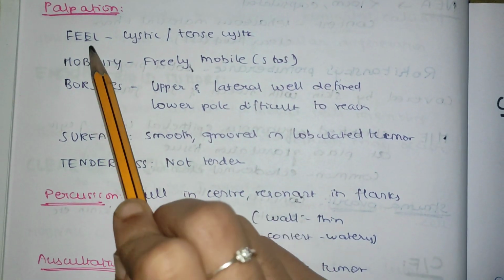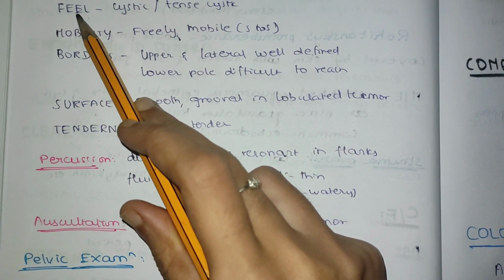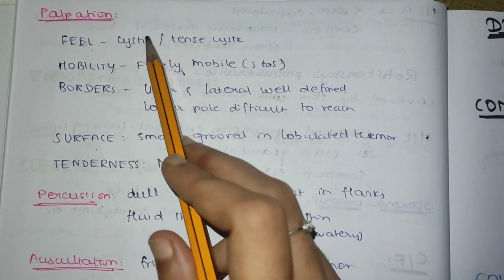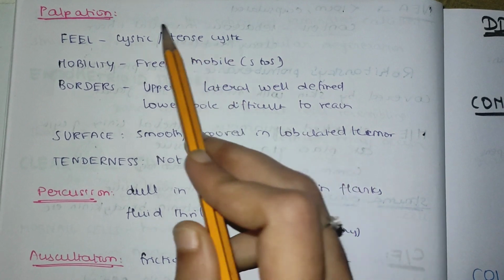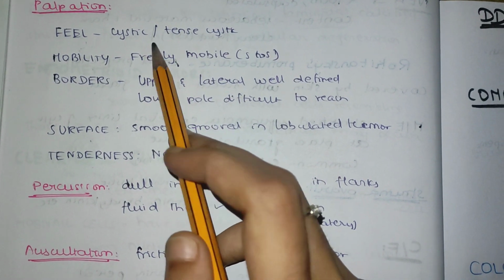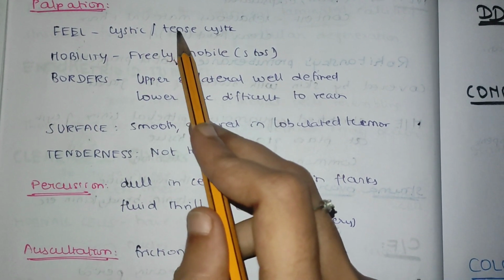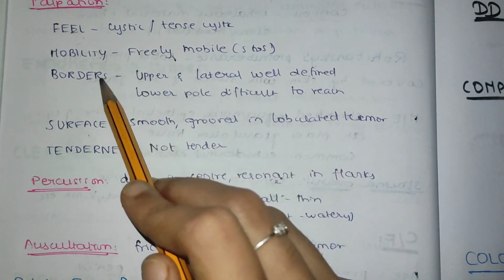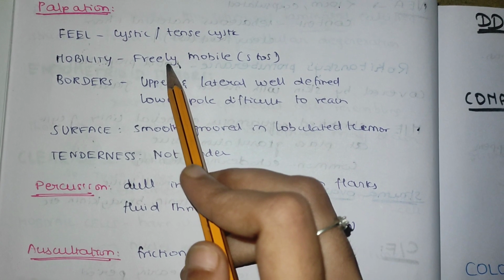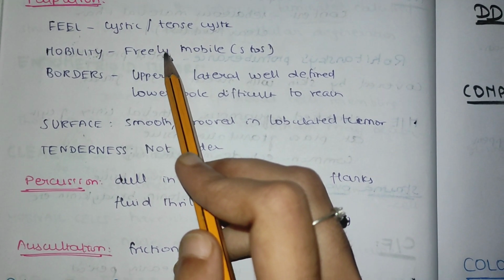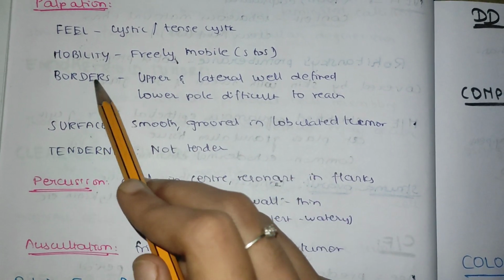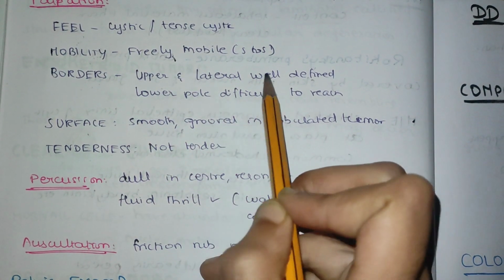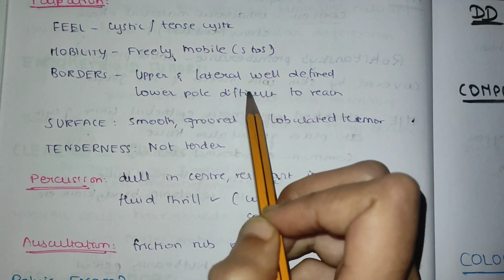Next is palpation. On palpating, we first feel how the tumor feels, whether it is cystic or tense cystic, like a sac filled with fluid, or somewhat rigid. Next is mobility. It is freely mobile. As we saw earlier, it is not attached to the abdominal wall and moves freely on respiration. Borders: upper and lateral borders are well defined. Lower pole is difficult to reach.